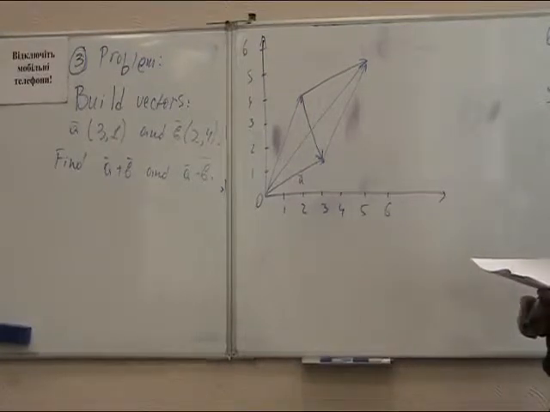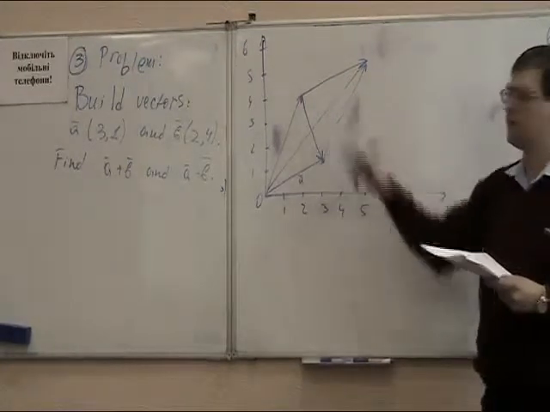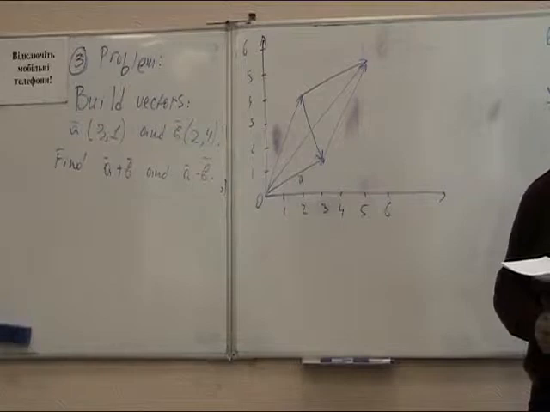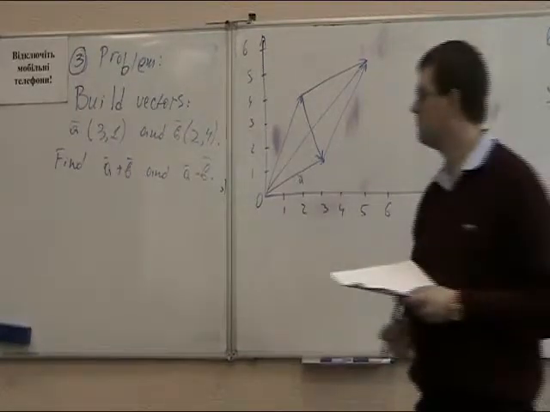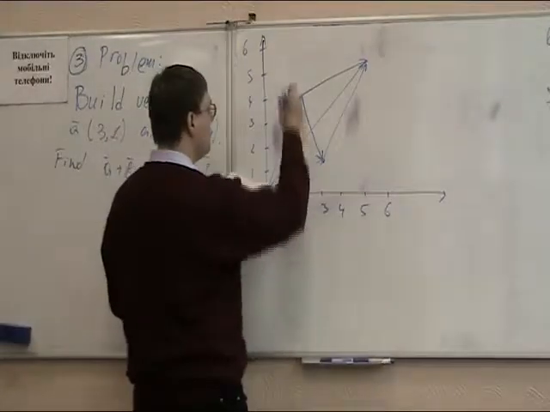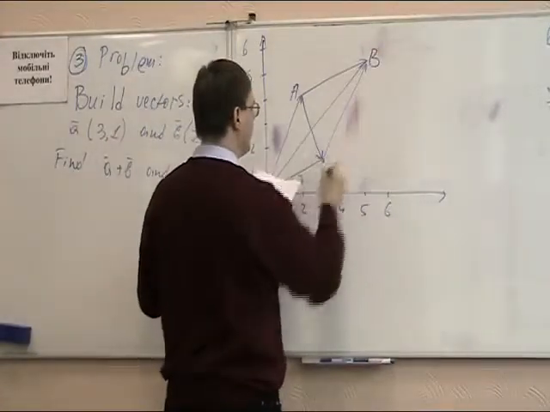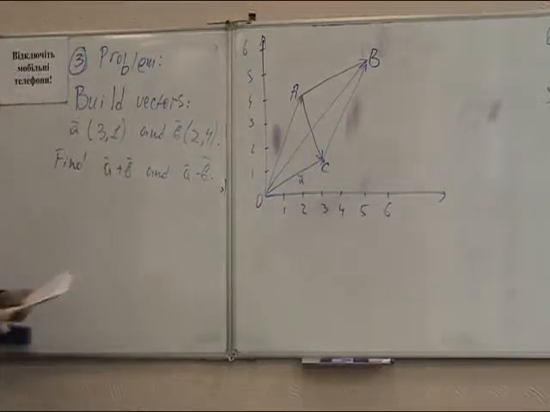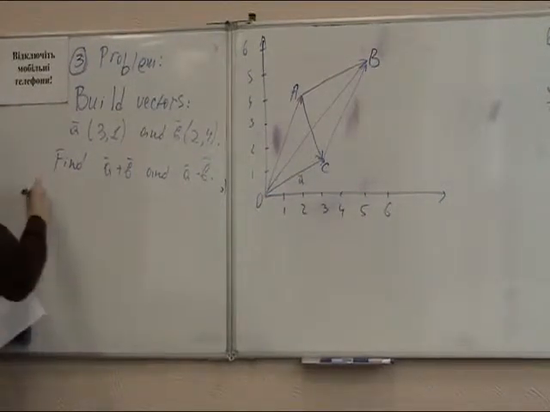And the next assignment: find the area of this parallelogram. I will call it, this is going to be O, this is A, this is B, this is C. So find the area of OABC.